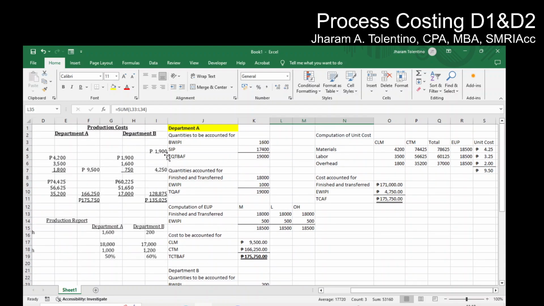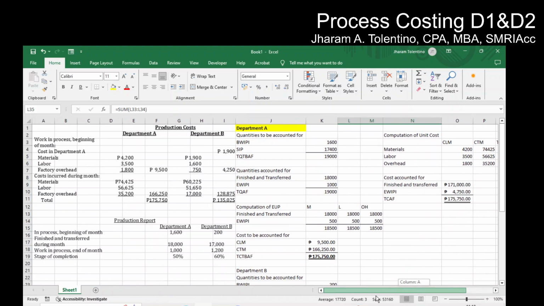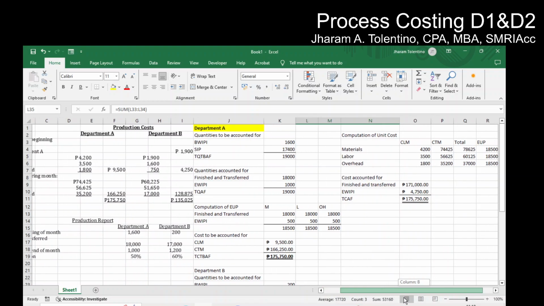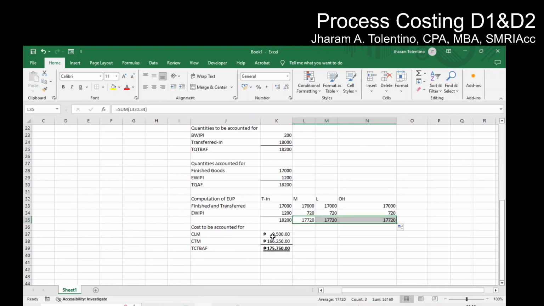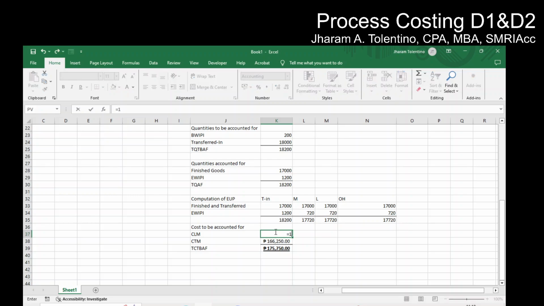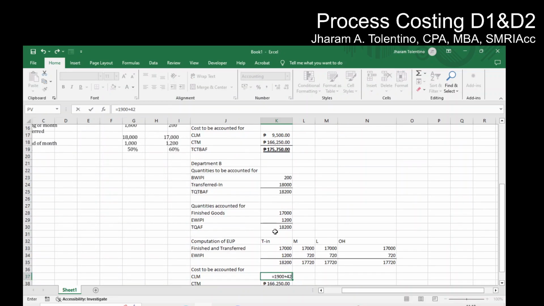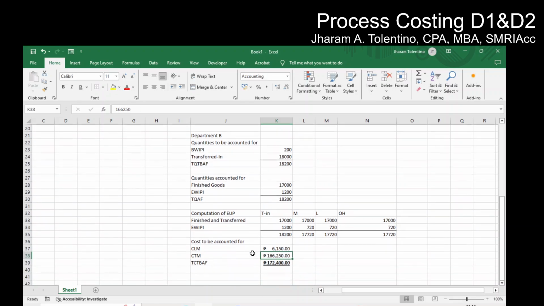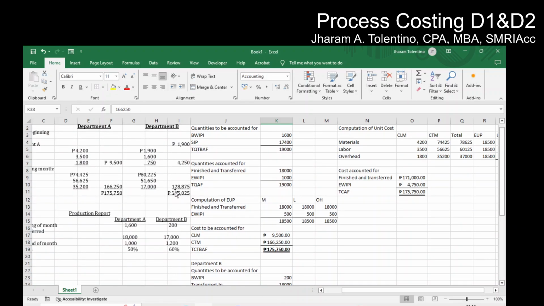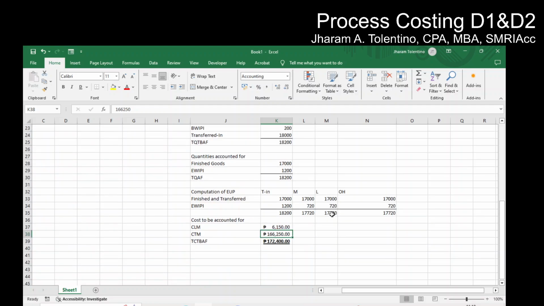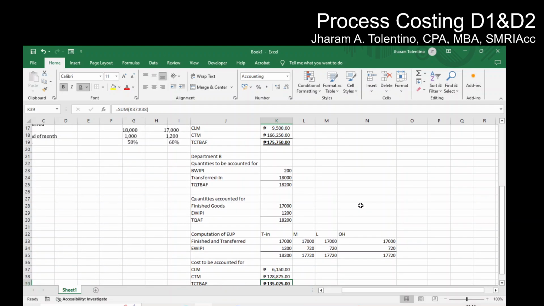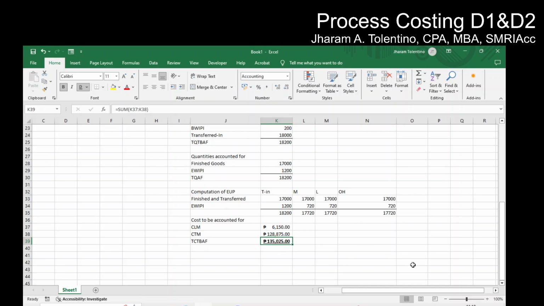It has 1,900 transferred in cost. It has 1,916 and 750, so 4,250. Just add that. 19 plus 4,250. Okay. Most probably you won't see that, so you'll make a mistake there. Then, 128,875. 128,875. So, is it 135,025? Yes. So we're correct there.